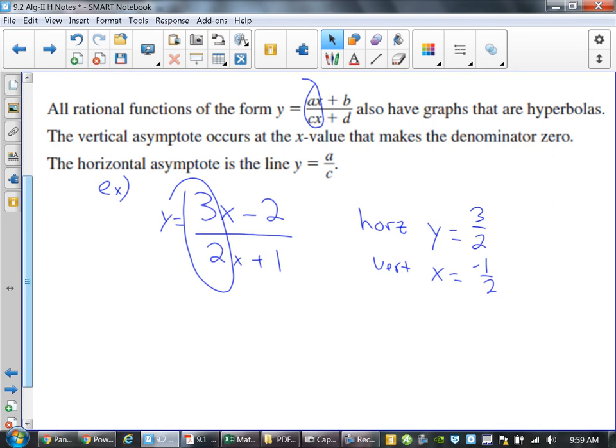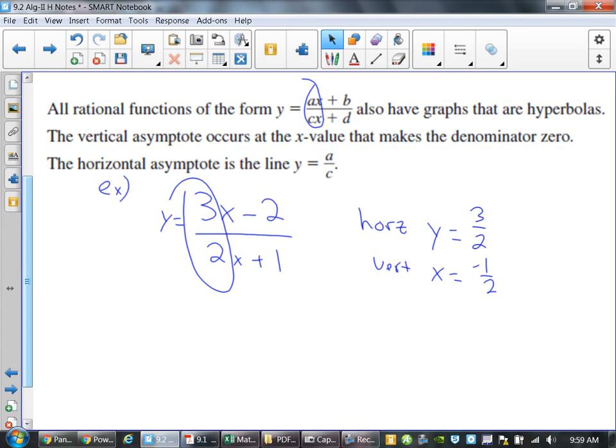What do you mean flip them around? What's the 0 of the denominator? Set 2x plus 1 equals 0. Solve for x. Subtract 1, divide by 2. That's what I was doing. I was just doing that real fast. Okay. So this is what it would look like.